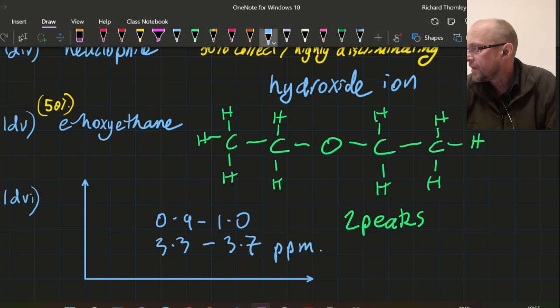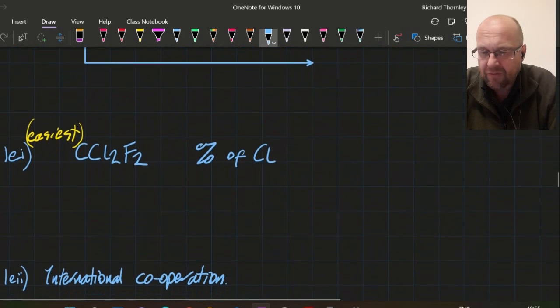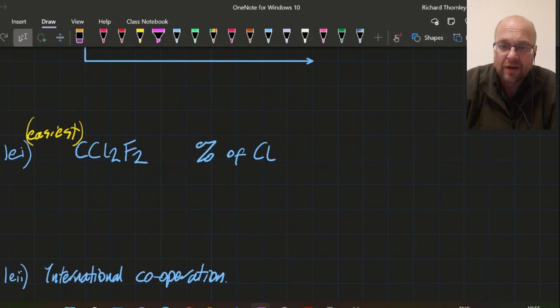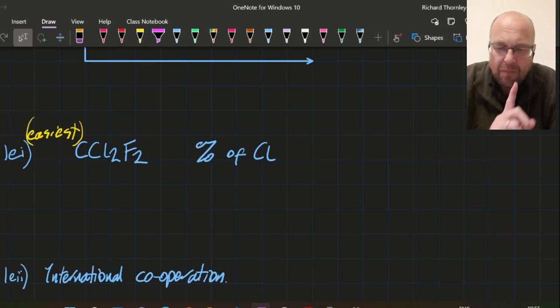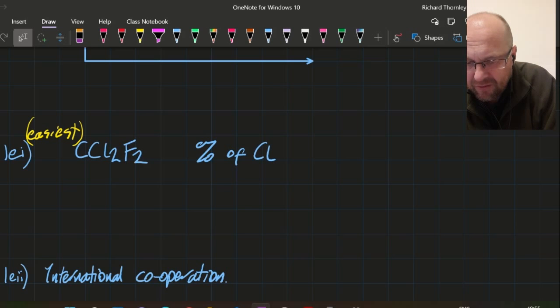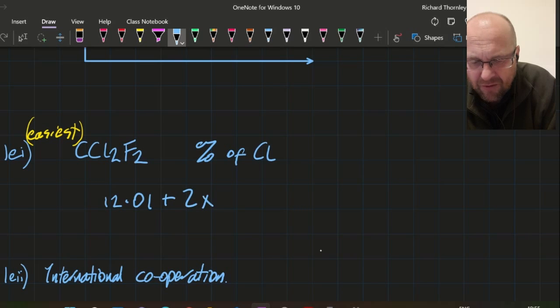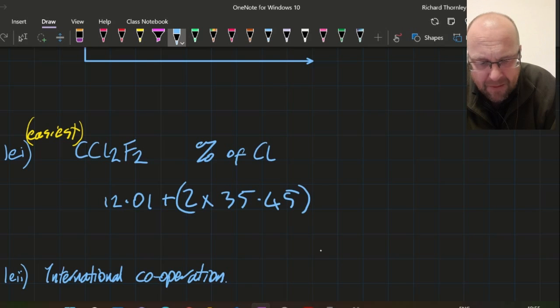Next up. This was the easiest question, the percent of chlorine in dichlorodifluoromethane. Okay, so first of all, we need to work out the molar mass of that. So without looking it up, I think I can do it. So it's 12.01 plus 2 times 35.45 plus 2 times 19.00.